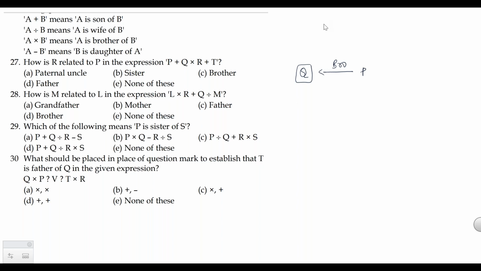So T will become the father of Q means T should come in the upper generation. T should come in the upper generation. If T should become the father of Q, then T should become the father of P also because P and Q are brothers or sisters, brother sister or brother brother, right? So now I have to connect P, V and T. So what I can make is I can connect P and V in the same generation.